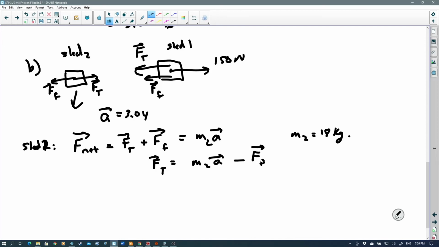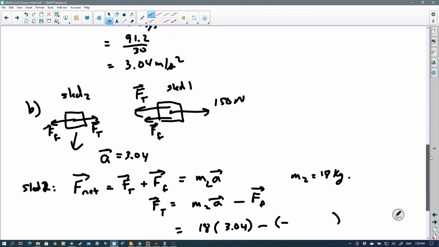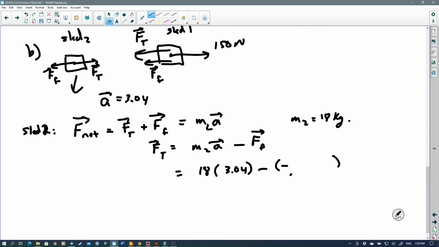Force of friction is to the left. So mass 2 is 18. Acceleration is 3.04 minus, and in the force of friction, I'm going to put another negative sign to show the direction of the force of friction. Okay, so once again, this minus sign came from the algebra. This minus sign is coming from the direction of the force of friction. And the force of friction is mu times Fn. Now, a minus minus becomes a plus, so we might as well change that right away.